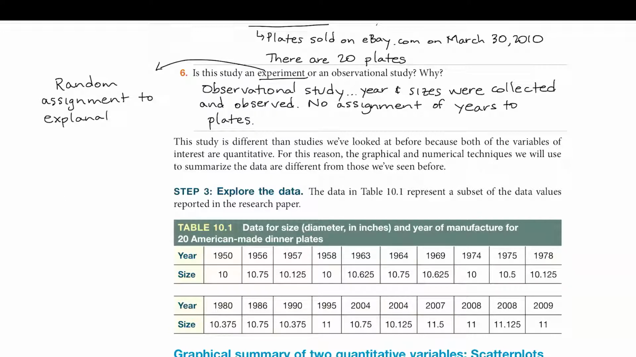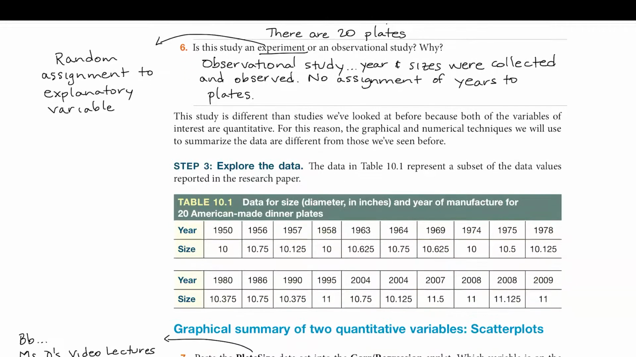So one way you can figure this kind of question out is, once you know what your explanatory variable is, in this case the year, did they randomly assign the plates to their years? And the answer is no. They found each plate on eBay and they just observed and recorded the data of what the year was. They couldn't randomly assign the years to the plates.